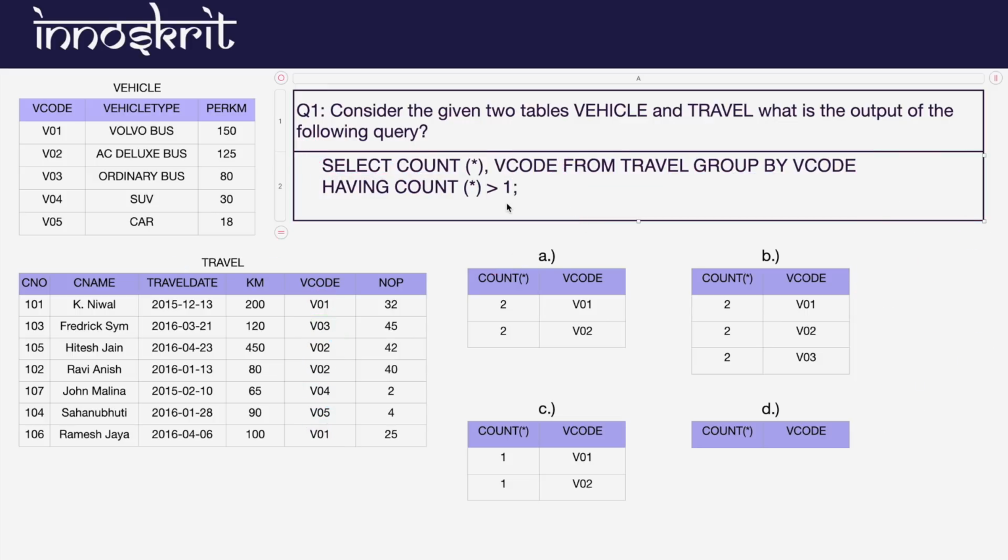Now I am going to tell you some rules which you always have to follow if you get a query involving the group by clause. Rule number 1: suppose you have V code in the group by clause, then it is mandatory to have this V code attribute in your select clause also. Rule number 1 is that whatever attributes you have in the group by clause, it is mandatory to have those attributes in the select clause also.